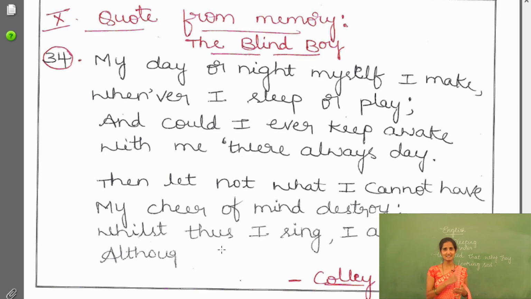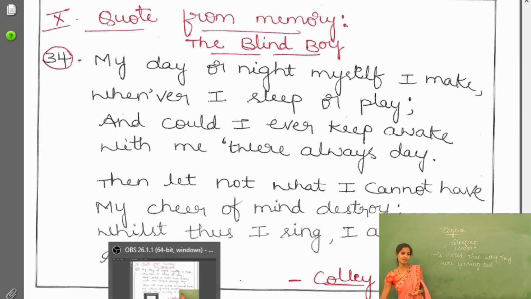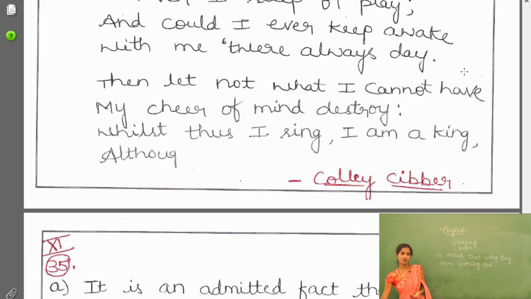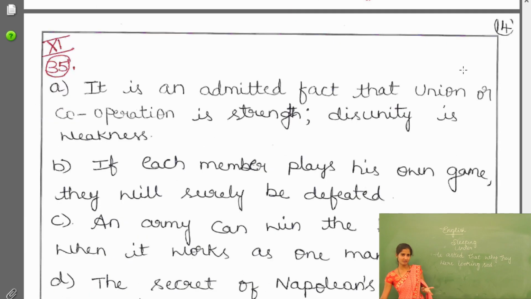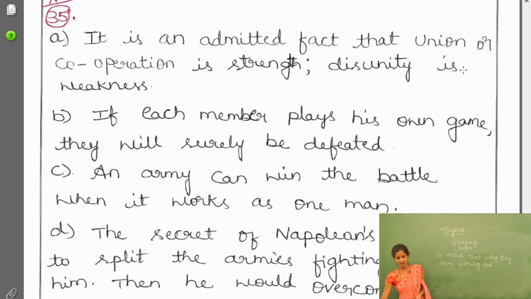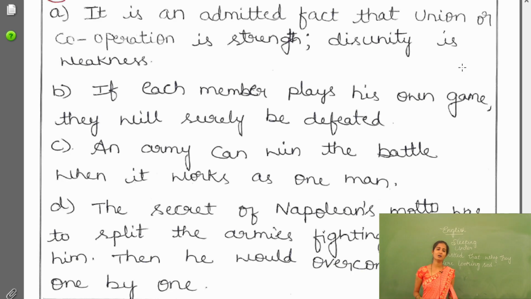They may ask like this, what I have given you in the practice book. So The Blind Boy and The Quality of Mercy, both you have to memorize. You should not skip one, thinking that there will be an option. Okay. So 35th is a passage, right?